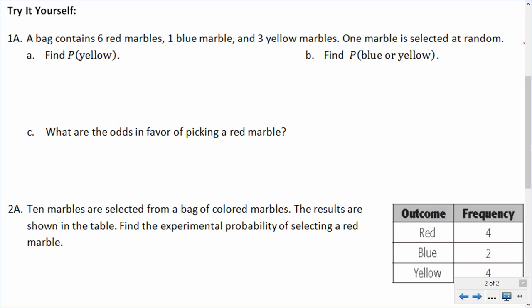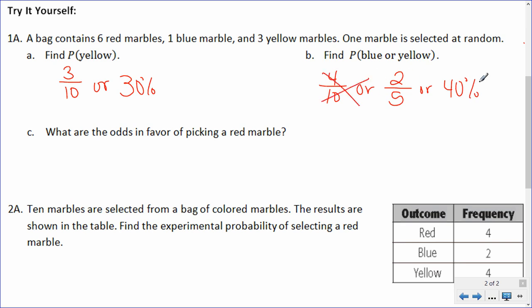Okay, for the first one, the probability of selecting a yellow marble. This is 3/10 or 30%. For part B, the probability of selecting a blue or a yellow is 4 out of 10. Or when you reduce 4 over 10, it's 2 over 5, or 40%. We don't really like to leave fractions this way, so these are the two possible answers we'll look at.